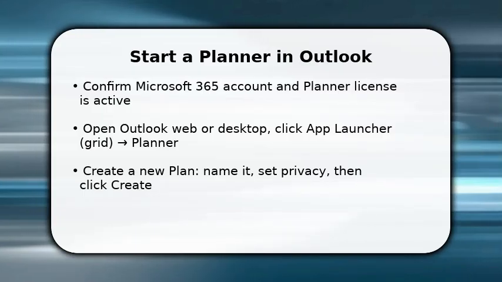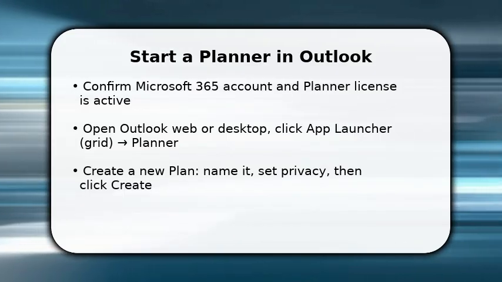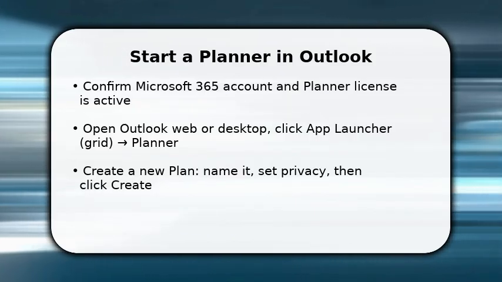You need a Microsoft 365 account and Planner enabled. Once confirmed, open Outlook and use the app launcher to jump to Planner. Create a new plan now, name it clearly and pick public or private depending on who needs access. Make sure to set the owner and description so team members understand purpose.